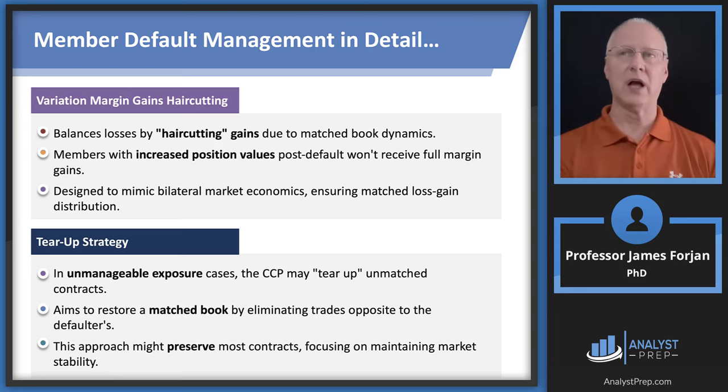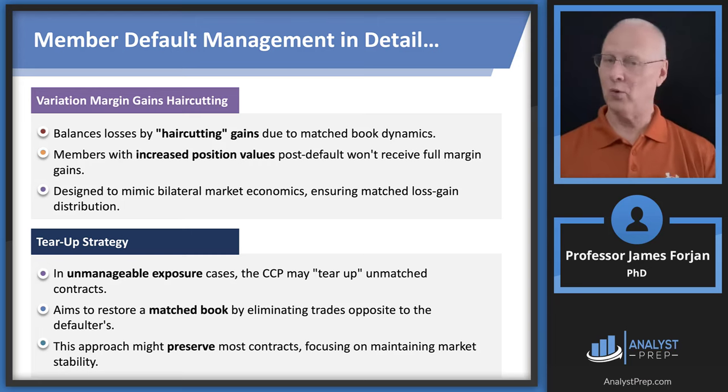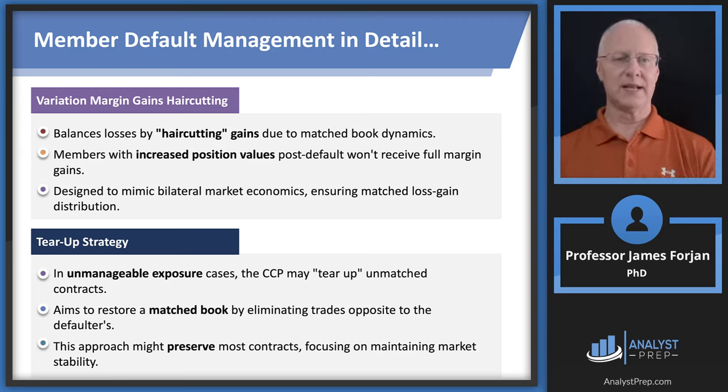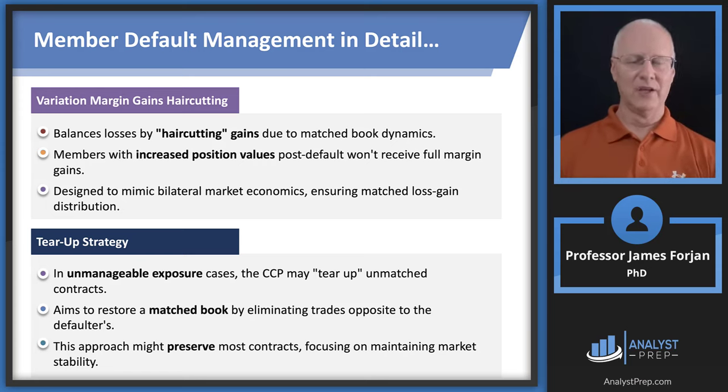I'll say, all right, you owe me $600, pay me $500 and I'll be happy. And then you'll say, we'll pay you $400. Will you be happy? And next thing you know, we arrive at some number. And then nobody's really happy, but people are satisfied that this central counterparty system is working. The tear-up strategy, what we can do is just say, you know what? You're out of luck.